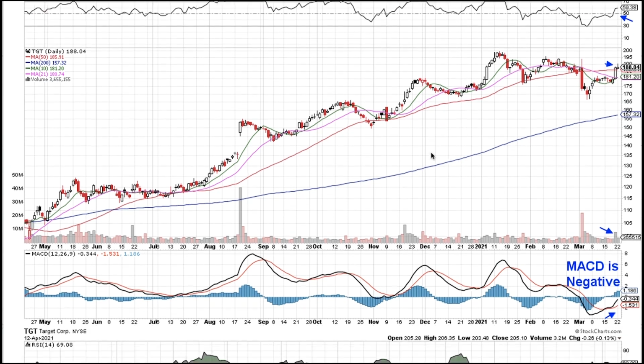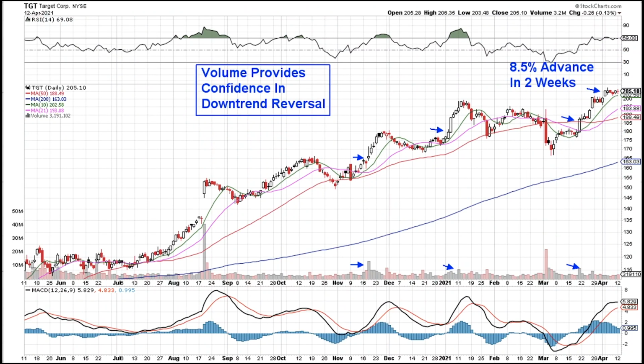Now we'll take a look at a current chart of Target. Look at the advance subsequent to when we signaled it here with that high volume. Over a 1.5 week period, actually almost 2 weeks, Target did advance 8.5%. So that signal was in fact indicative. And now, as the stock has pulled back over the last 5 days of trading, not really easy to see, the volume has dried up, and that's precisely what you want to occur during periods of consolidation.